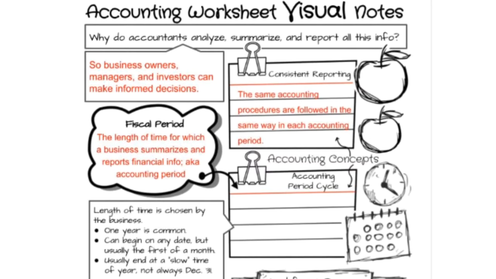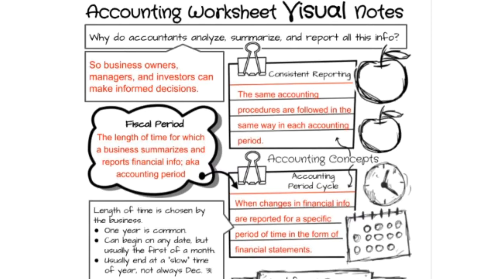A fiscal period is defined as the length of time for which a business summarizes and reports financial info, also known as an accounting period. It could be a month, it could be a quarter, which is 3 months, it could be a year. It just depends on what works best for the business, and the business gets to decide. So the accounting concept accounting period cycle states that changes in financial info are reported for a specific period of time in the form of financial statements.